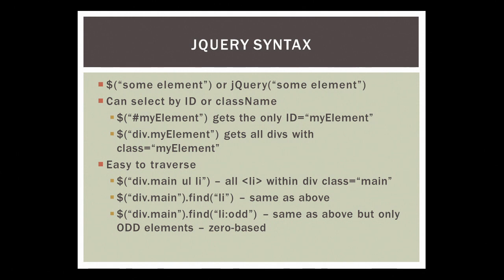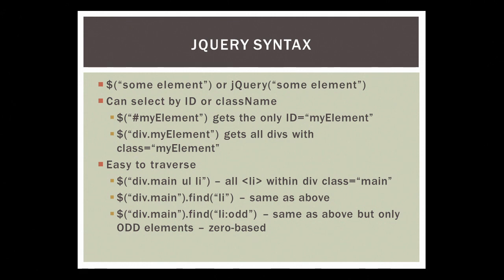So if you look on line 3, $('#myElement') gets you the only element on the page that has that ID. On web pages, you're only supposed to have one ID. You can't have two divs with an ID of myElement. So it only returns the first one, or the one that it can find. On the next line, you see div, which means you want to find all div tags, and then .myElement. So it gets all the divs that have a class assigned to them of myElement.